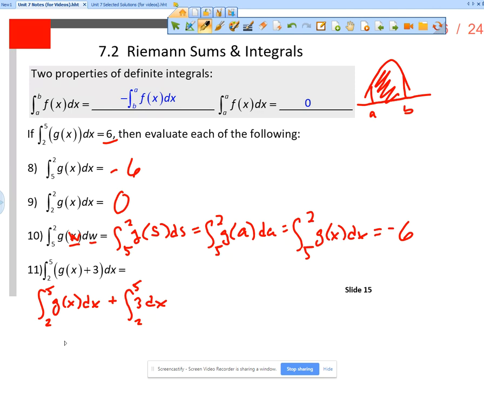The integral from 2 to 5 of g of x, that's 6. Plus, how do we deal with this? Now, yes, I understand we know how to integrate 3, but what do we do with the 2 and the 5? All right, so let's think geometrically speaking.